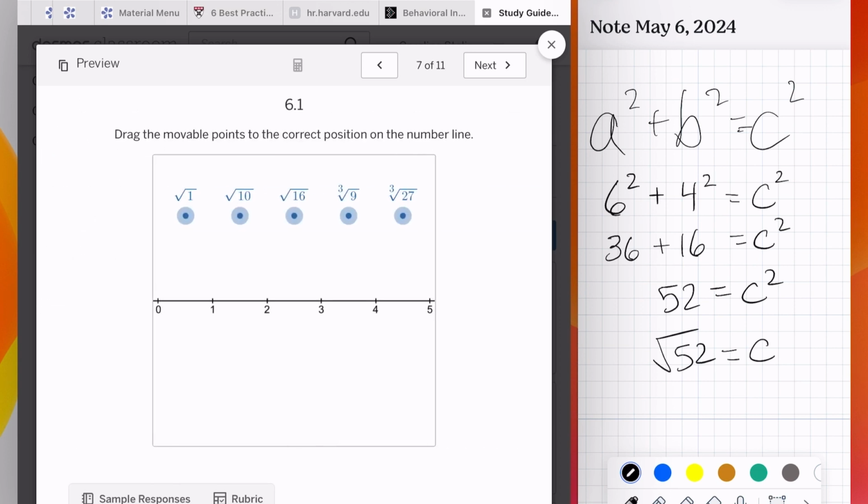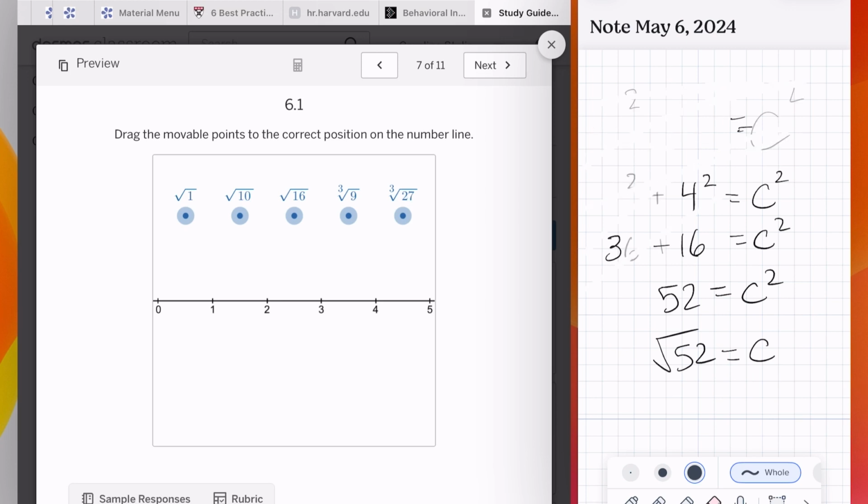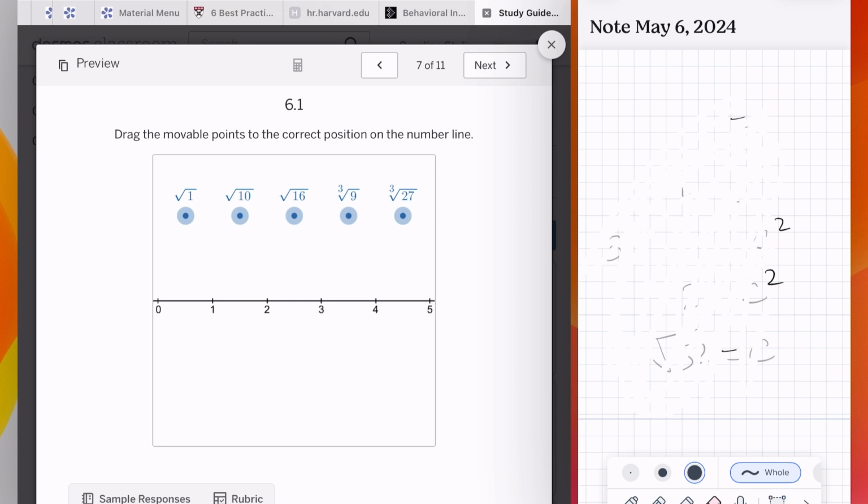All right, question 6.1, which means it's a two-part question. Drag the movable points to the correct position on the number line. Okay.